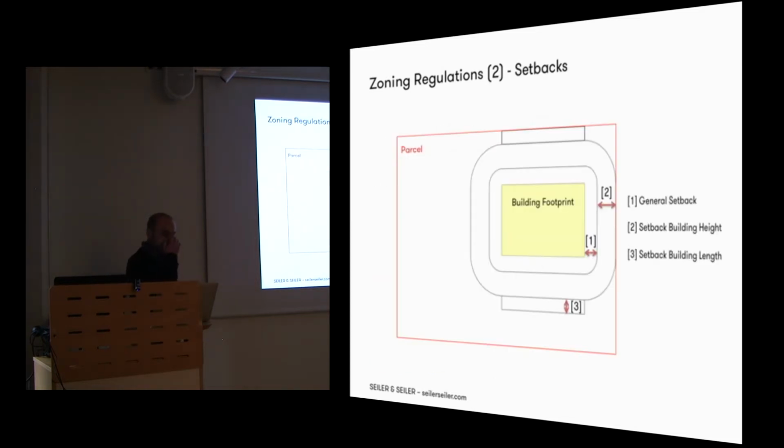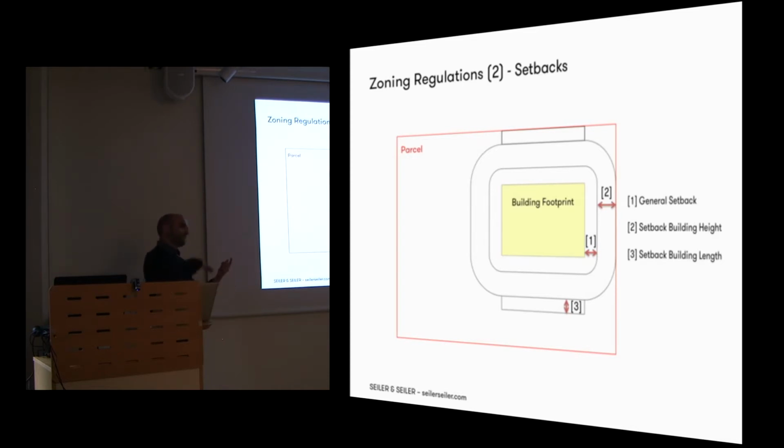So here's a slide about how setbacks work. The setback is the minimum distance that a building has to have towards the border of the parcel that you see in red here, or towards the next building facade. In the example I'm showing here, from the city of Argoldau in the center of Switzerland, they have 3 different types of setbacks. First is a general setback, which is generally 3 meters. The second is a setback that is based on the building height.